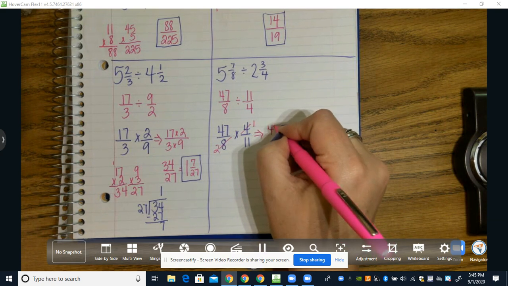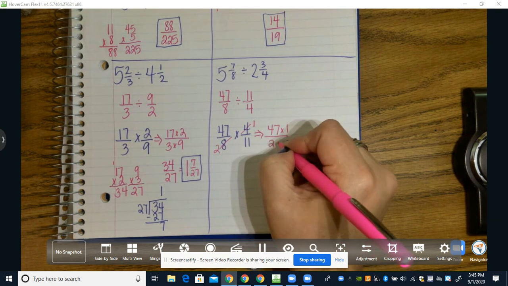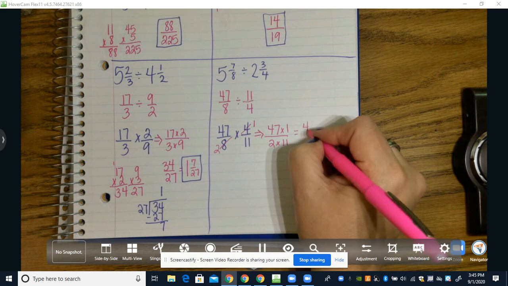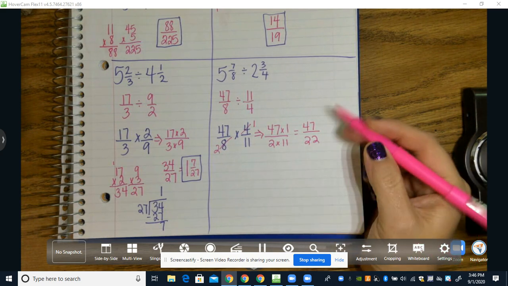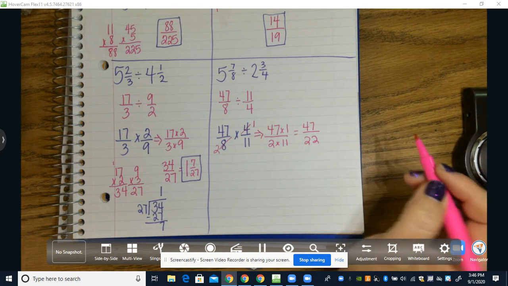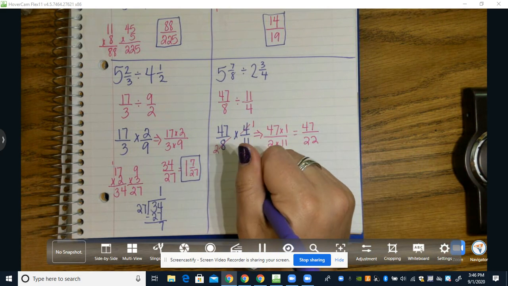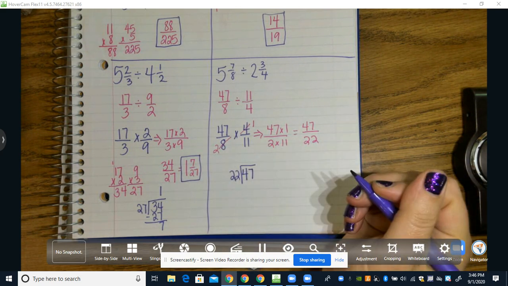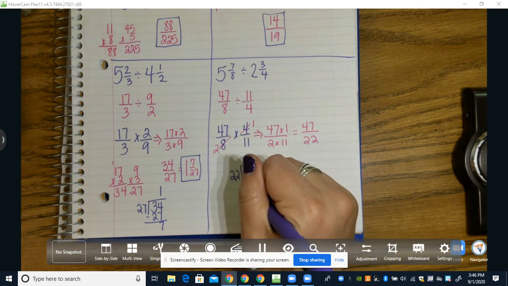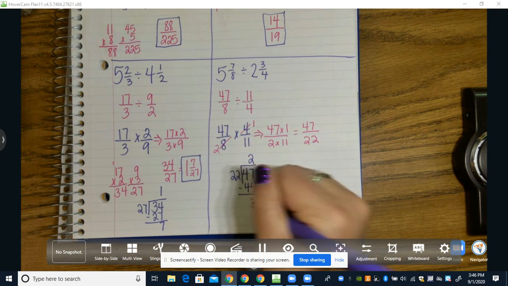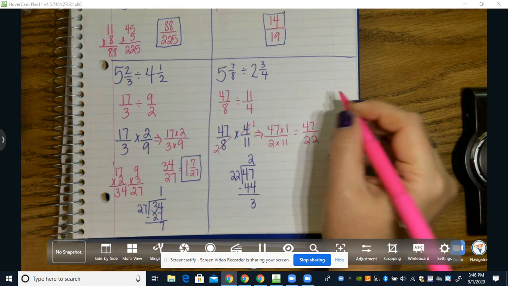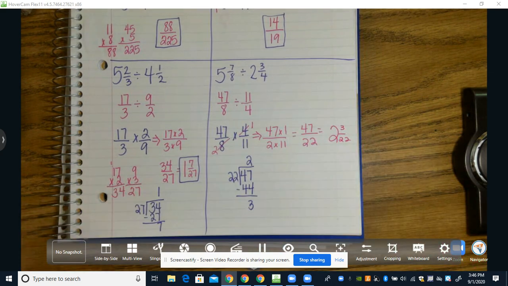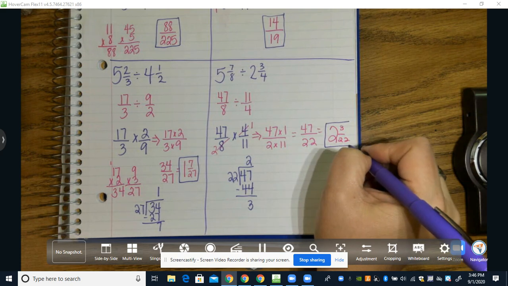So that would be 47 times 1 over 2 times 11. Okay, well, I could do my math, but I know my 11s, so 47 over 22. Again, improper fractions, my answer. I need to make it a mixed number. So I'm going to come down here and figure out how many times 22 can go into 47. Well, if I double 22, I get 44. That's close, with a remainder of 3. So my answer here would be 2 whole and 3 over 22 remaining.